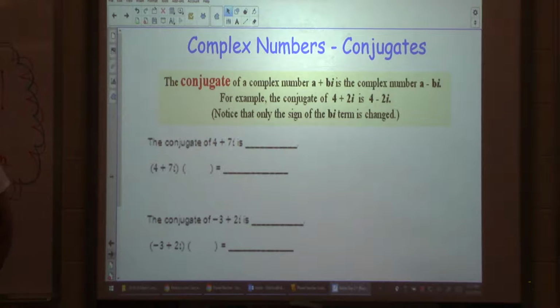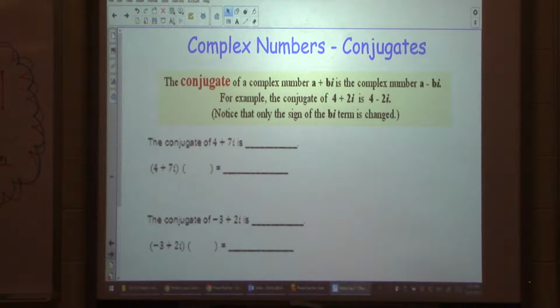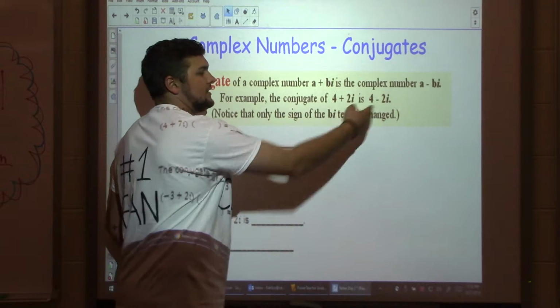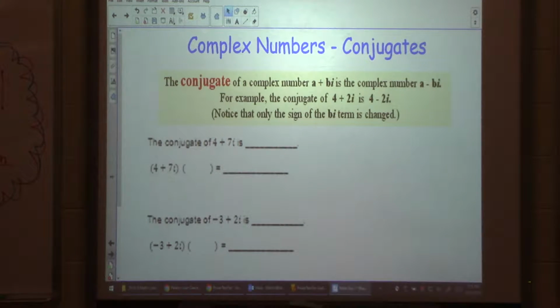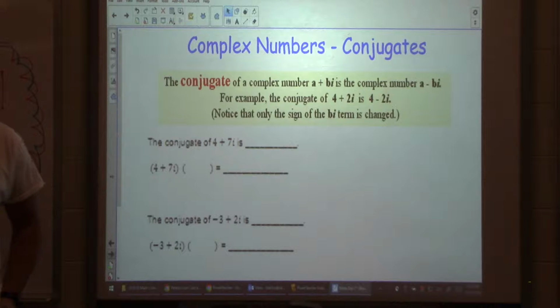A lot of times we'll call it the complex conjugate, because it is a complex number. So the conjugate of a complex number, a plus bi, is the complex number a minus bi. All you're doing to create a conjugate is switching the sign on the imaginary part. So for example, if you have 4 plus 2i, the conjugate would be 4 minus 2i. If you have 3 minus 2i, it would be 3 plus 2i. Only the imaginary part sign is changing. The real part stays the same.